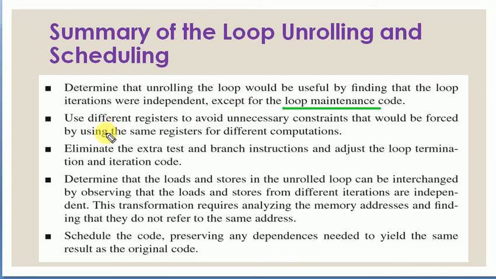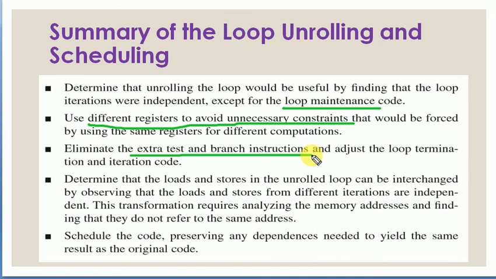The second point is, when we are doing unrolling, we need to use different registers to avoid unnecessary problems. If we use the same registers, sometimes it will be correct, but there will be some confusion, collision in between. So it is always better to use different registers, as we mentioned in our previous example. Eliminate the extra test and branch instructions. That is what we did in our previous example. Try to reduce the number of branch instructions and testing statements present in our entire loop.